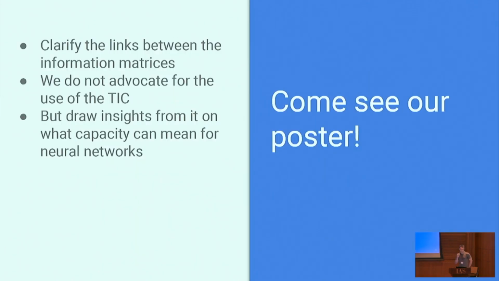Yes, I'm going to finish in 1 second. So we clarified the link between all these three matrices. We don't really advocate for the use of the Takeuchi information criterion, as some reviewers believed. It's really impractical. I would never recommend using it. Use cross validation, but it does give some good insights on what curvature noise can mean and the relationship to generalization. Thank you, everyone.